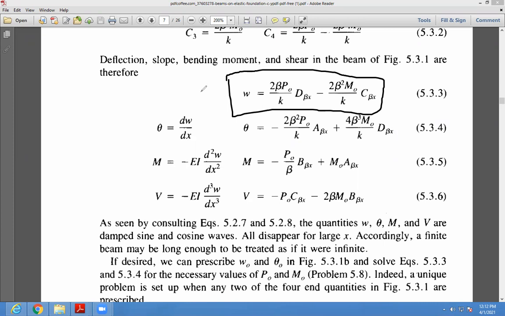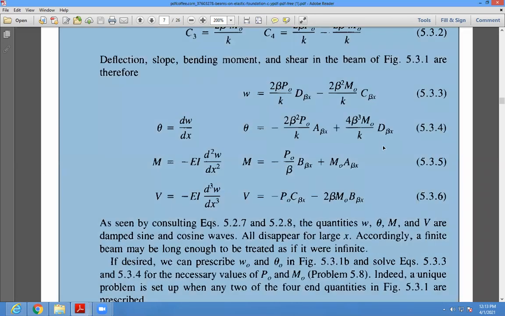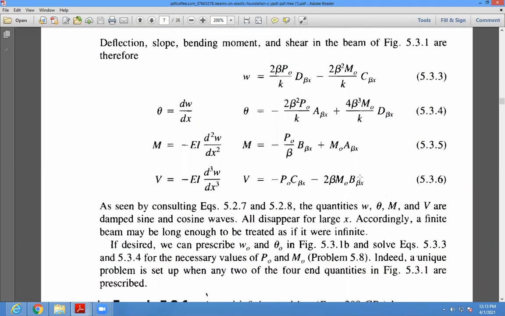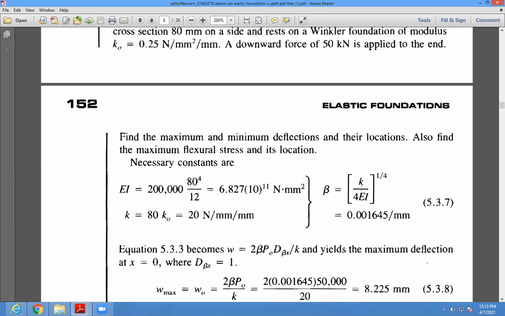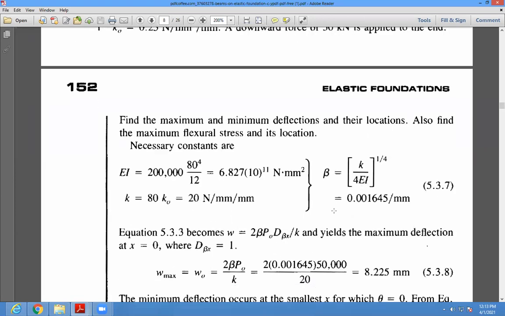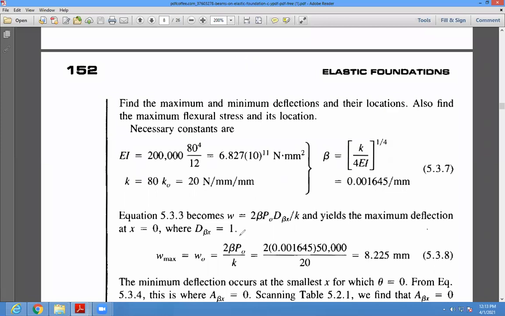Deflection for semi-infinite beam, you may call it Y or W or delta, is equal to 2 beta P naught by K into D beta x minus 2 beta square M naught by K into C beta x. Written? Next line.